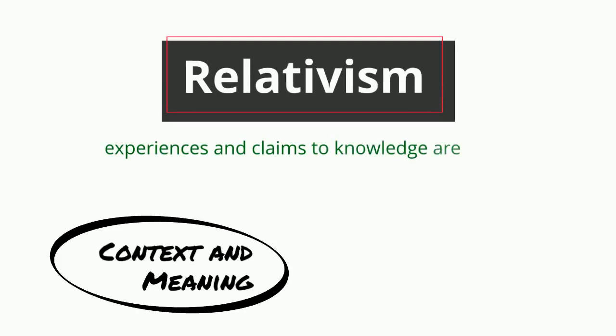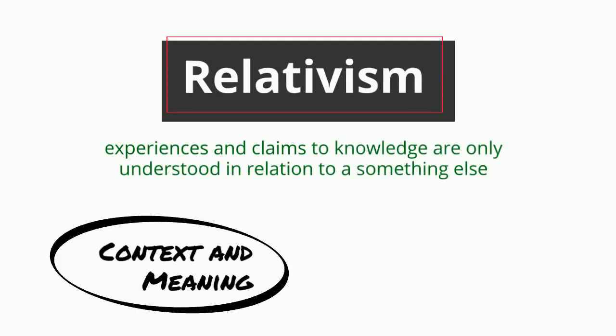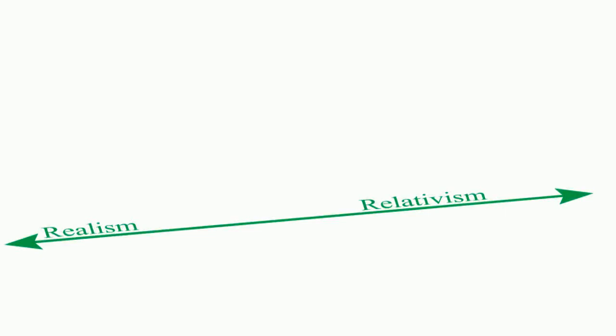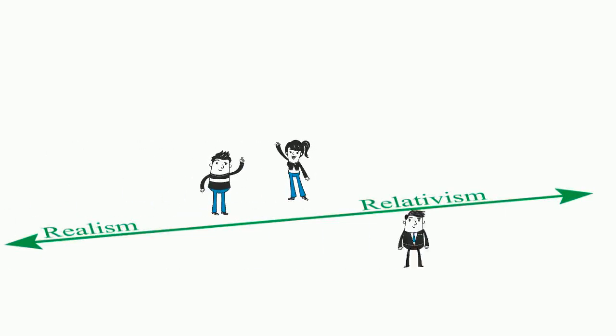The second ontology is relativism, and just as the name suggests, relativists claim that knowledge and experiences are only understood in relation to something else, like language or a cultural or social practice. Although there are many forms of both realism and relativism, for the purposes of this overview, think of them as two ends of a spectrum. We'll build this graph as we go along, but realism and relativism should be visualized on opposite ends of an axis.